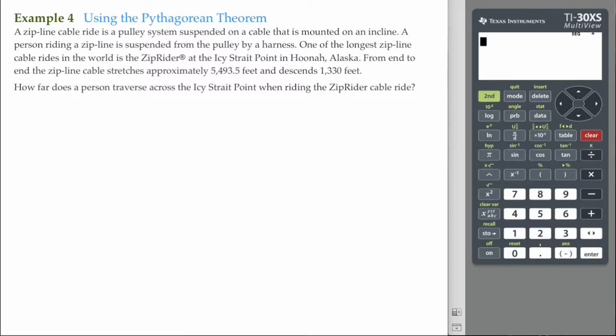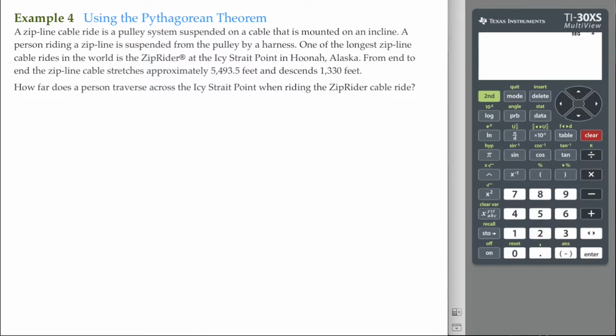One of the longest zipline cable rides in the world is the Zip Rider at the Icy Strait Point in Hoonah, Alaska. From end to end, the zipline cable stretches approximately 5,493.5 feet and descends 1,330 feet. How far does a person traverse across the Icy Strait Point when riding the Zip Rider cable ride?